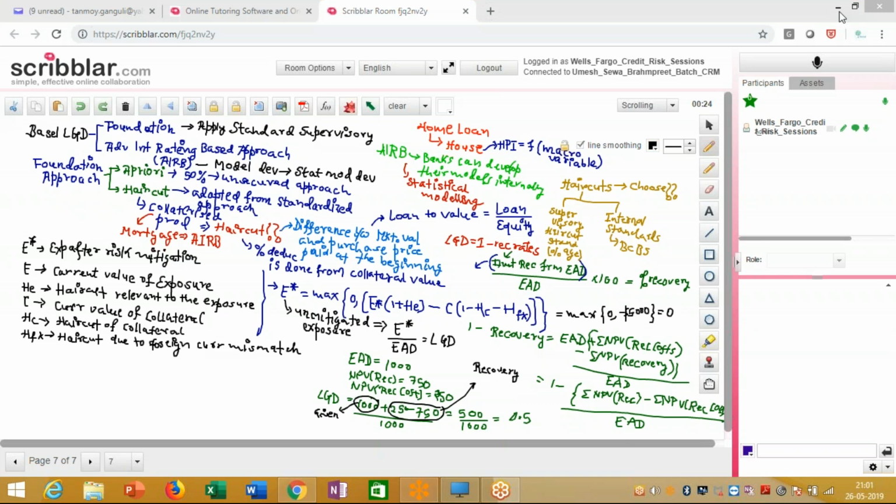So Seva has a question over here: is LGD calculated at portfolio or account level? So LGD is calculated at an account level and then aggregated to report it at the portfolio, like the average LGD, right?